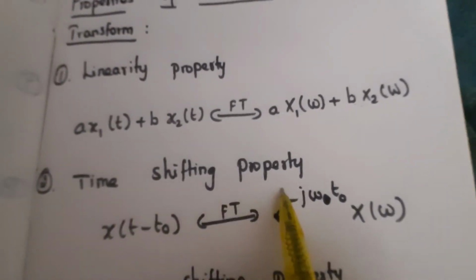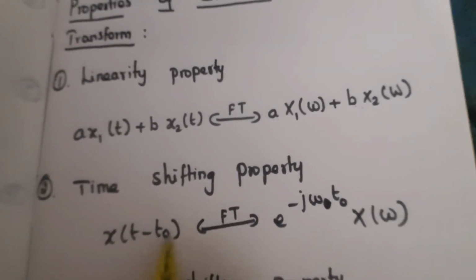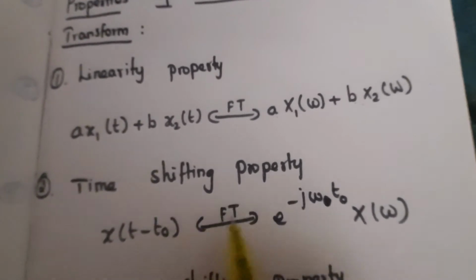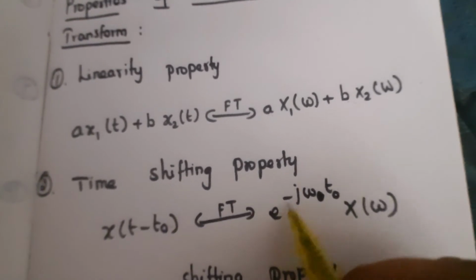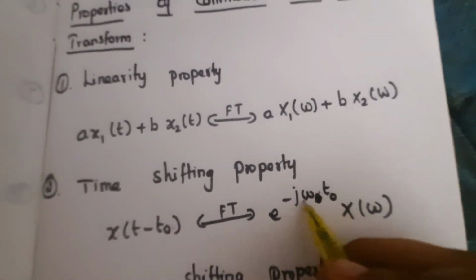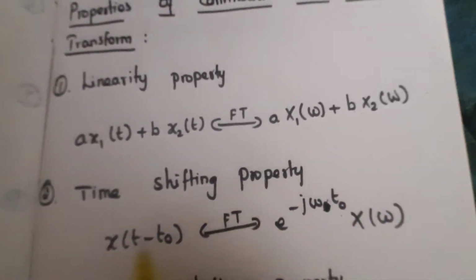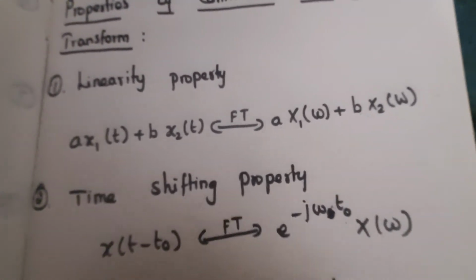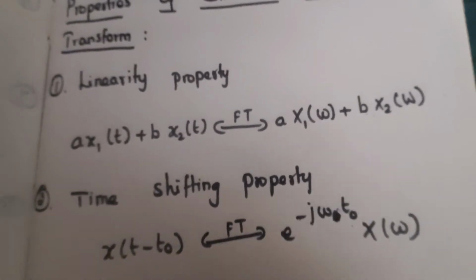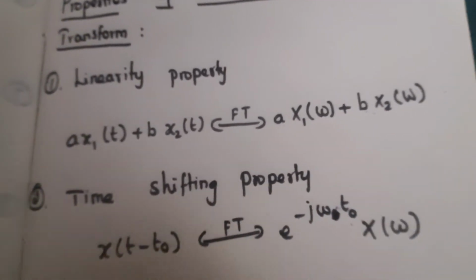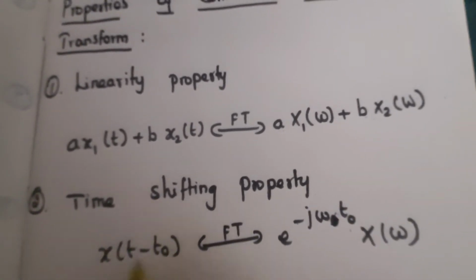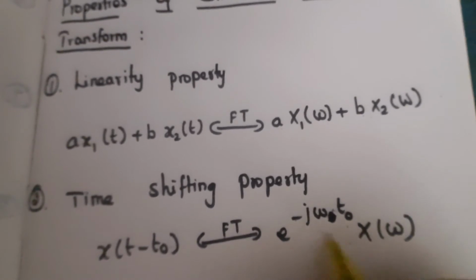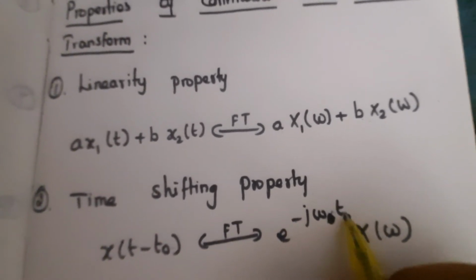And next one is the time shifting property. If the signal is shifted by a particular time period, that is t naught, the Fourier transform becomes the Fourier transform of the signal multiplied with e power minus j omega t naught. This is known as the time shifting property, and you can expect questions from these properties. This is a very important topic. So if the time is shifted by some particular time period, the Fourier transform is multiplied with e power minus j omega t naught.